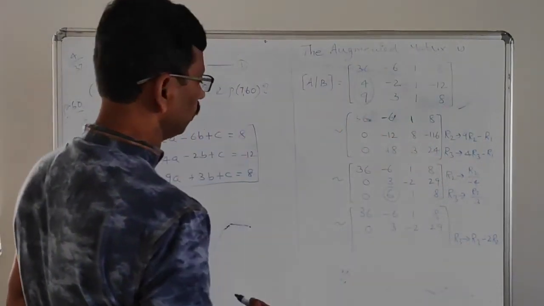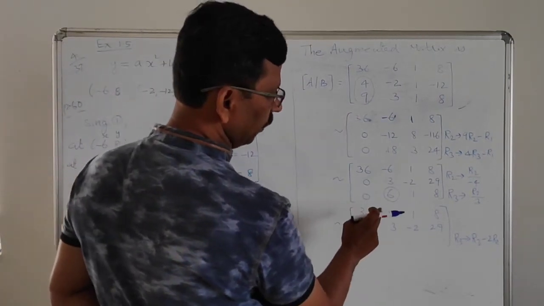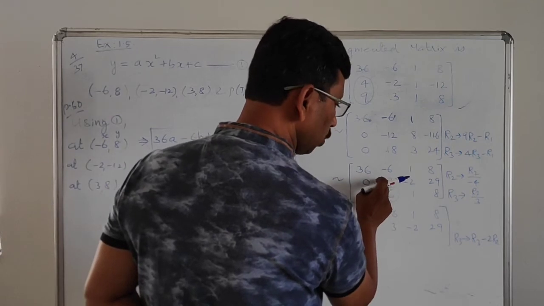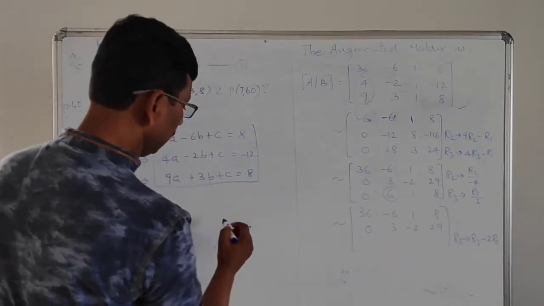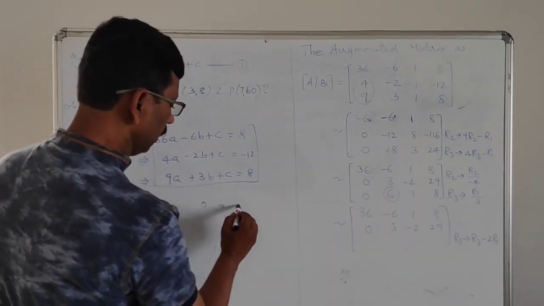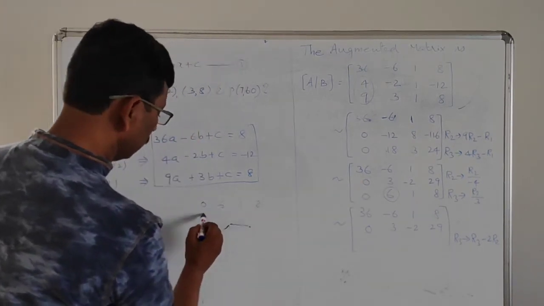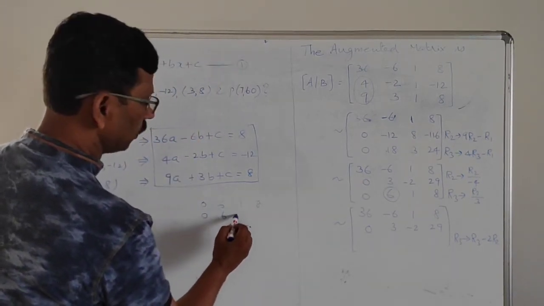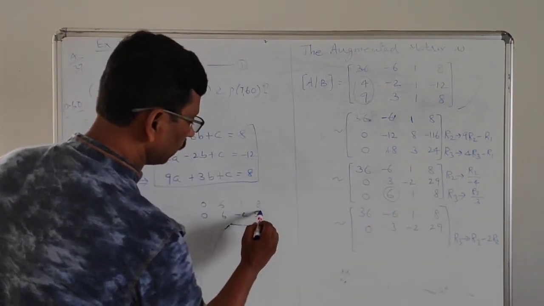If you do this one, see here, first you have to multiply this R2 by 2. Therefore, you can write first this is 6. So, right here 6, 0, 6, 1, 8. Then this is divided by 2. Then you can write 0, 6, minus 4. Then 29 into this one, 58.